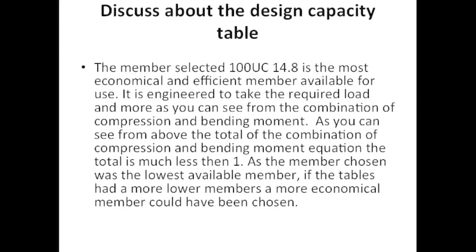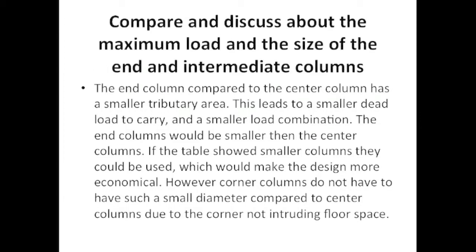Discussing the design capability table, the member selected, 100 UC 14.8, is the most economical and efficient member available for use. It is engineered to take the required load and more, as you can see from the combination of compression and bending moment. As you can see from above, the total of the combination of compression and bending moment is less than 1, as the member chosen was the lowest available member. If the tables had a lower member, a more economical member could have been chosen.